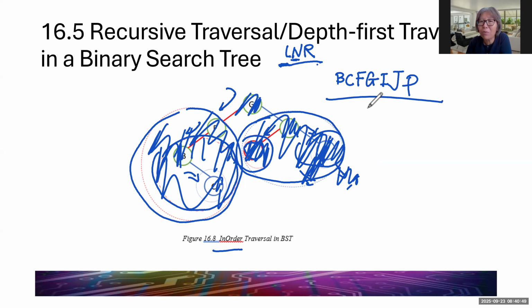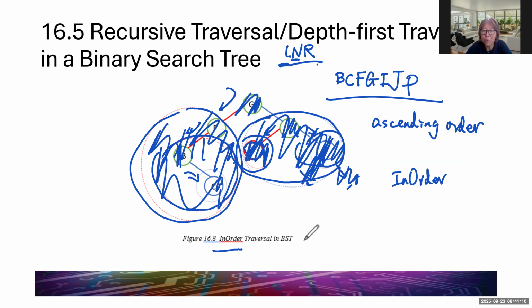As we can see, the output is in ascending order. So for a binary search tree, if you want to get ascending order output, you can pick in order traversing. And the implementation is using recursion.